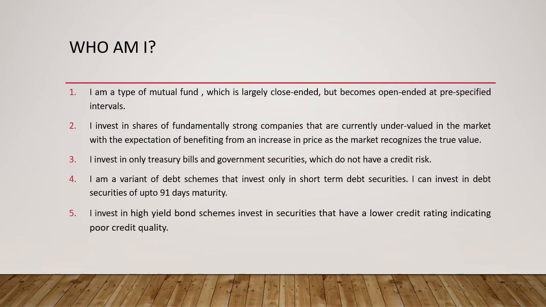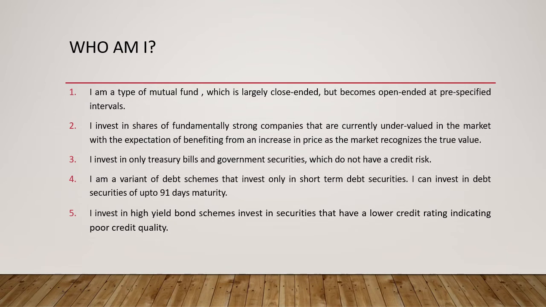Now the next statement after that is also very interesting and a little more intriguing than what you saw earlier. It says, I am a variant of debt schemes that invest only in short-term debt securities. I can invest in debt securities of up to 91 days maturity. So it's very specific that first the fund is investing in debt securities, and second it is investing in securities of up to 91 days maturity. That's the idea of this fund, and there is a term hidden there.